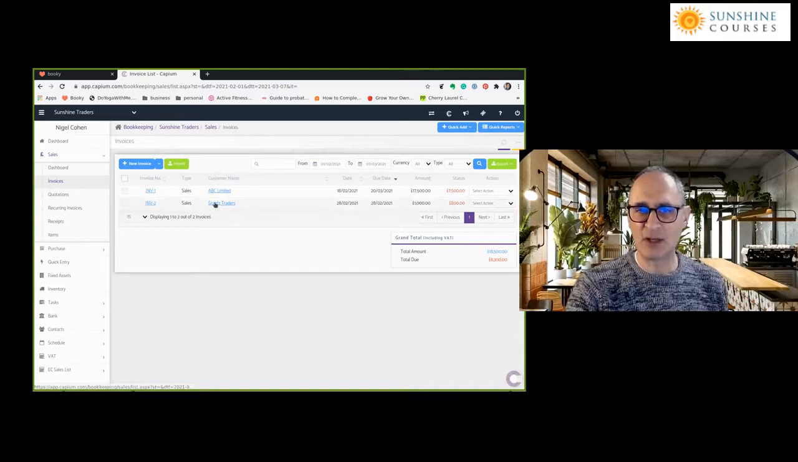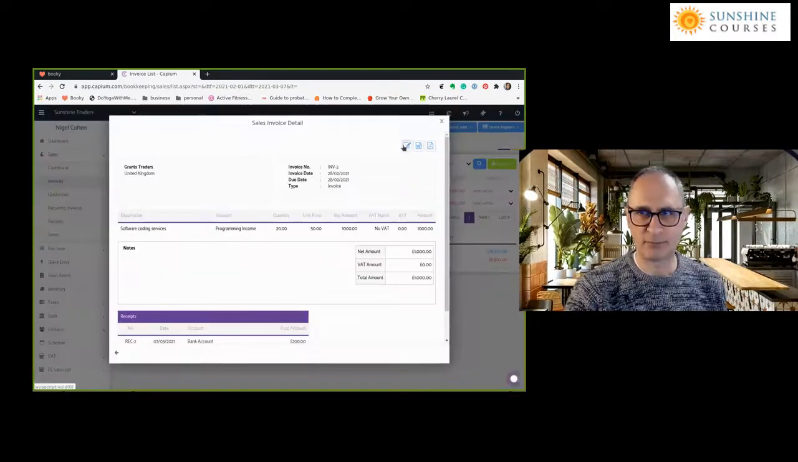Let's say that this £1,000 invoice was actually wrong, that they paid us £200 because that's what the invoice should have been. How do we credit this invoice? Well, we could go into the invoice and correct it. So we could go to the invoice itself and edit it. Let me go into the invoice here. And we could edit it. We can't edit it because we've already entered a receipt for it.